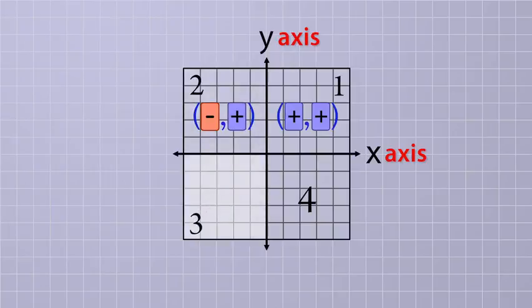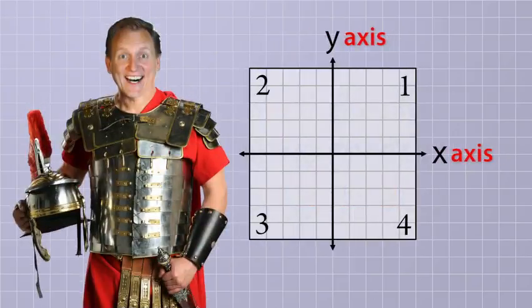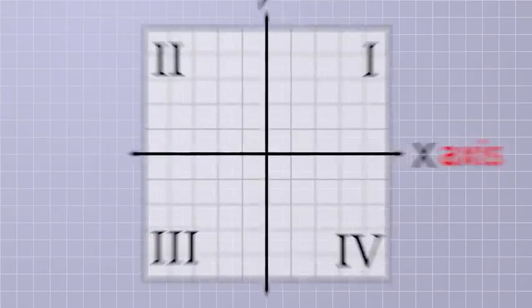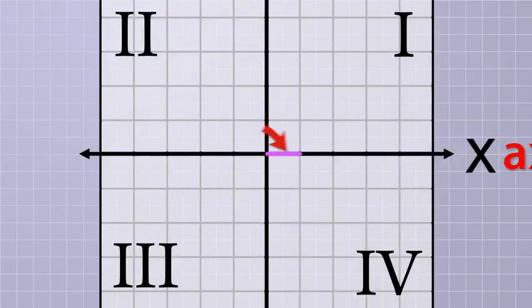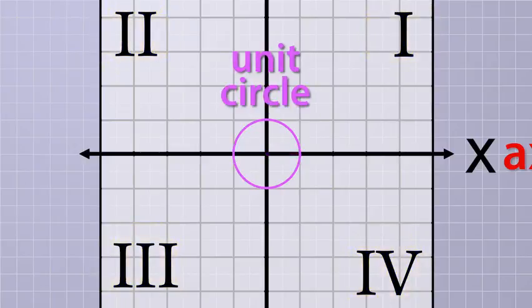Quadrant 3 is the lower left, and it contains all of the points that have both a negative x and a negative y value. And quadrant 4 is the lower right, and it contains all of the points that have a positive x value and a negative y value. Roman numerals are usually used to label the 4 quadrants, and they're in that order because that's the order you would encounter the quadrants if you started with a line segment from the origin to the coordinate 1, 0, and then rotated that line counterclockwise around the origin. Doing this sweeps out a shape called a unit circle, which is divided into 4 quadrants, just like the coordinate plane.